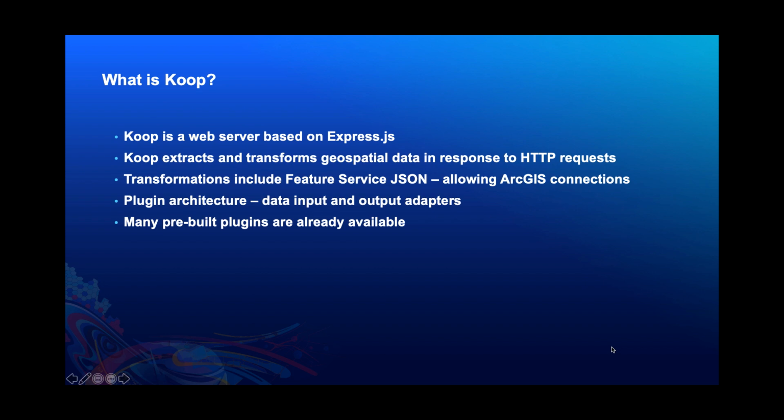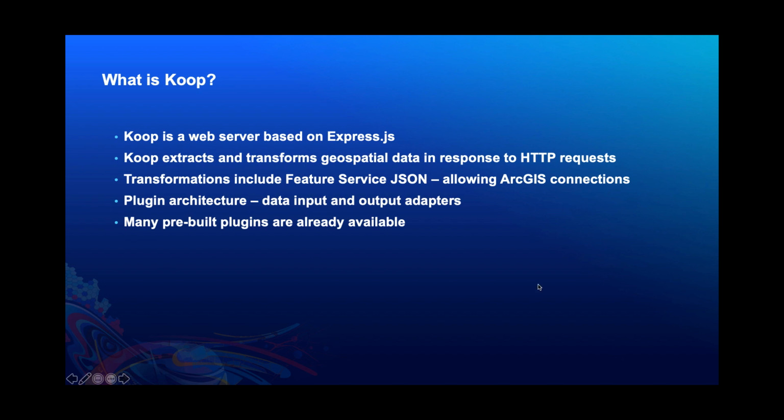So what is Koop? Koop is really just a web server written in Node.js, and it's based on the Express.js framework. And what it does is it extracts and transforms geospatial data in response to HTTP requests. The transformations that it does are many, but include a transformation to feature service JSON, which allows ArcGIS clients to connect to Koop as a data API.